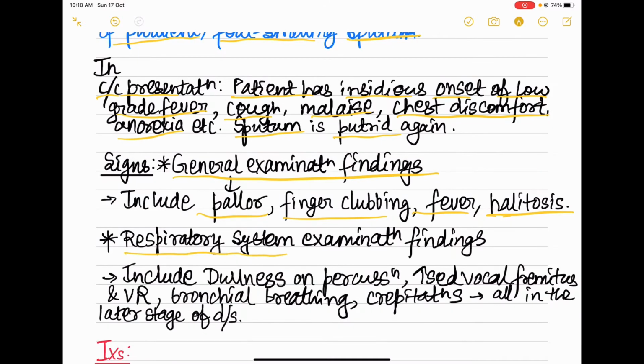Next are the respiratory system examination findings. It includes dullness on percussion, then increased vocal fremitus and vocal resonance, bronchial breathing, crepitations. These features are all seen in the later stage of disease. Initially the patient will not have any respiratory system examination findings.